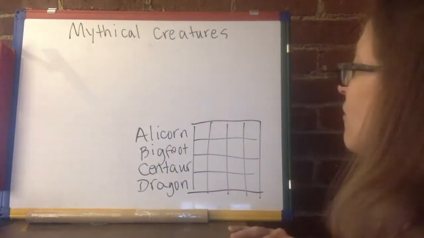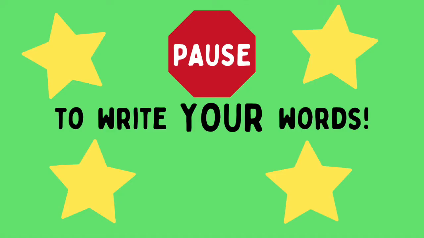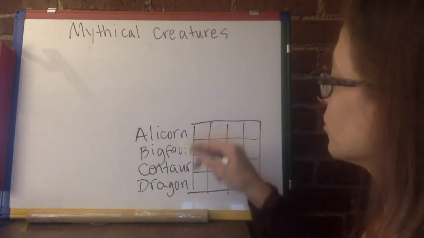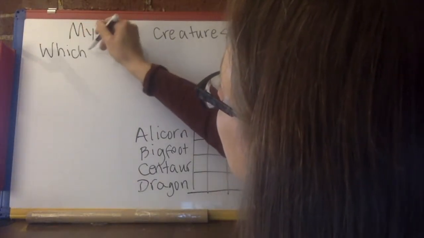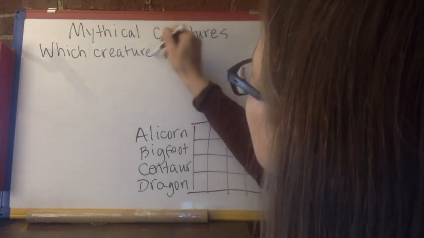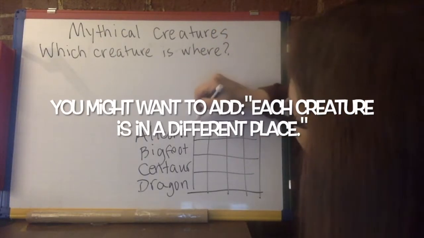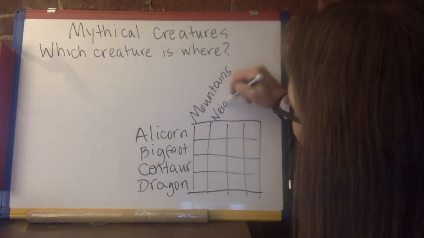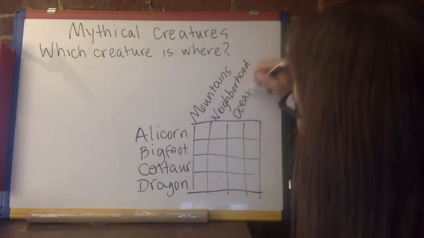You can make your puzzle about 4 of anything or anybody. Names are really common to use here. Now, as a background story, I'm just going to keep it simple, and I'm going to connect these 4 creatures with 4 different places. So my story will simply be, which creature is where? And those places will be the mountains, a neighborhood, the ocean, and a park.